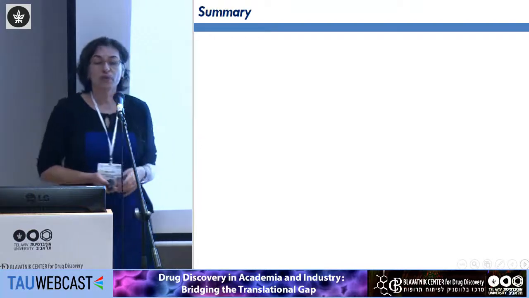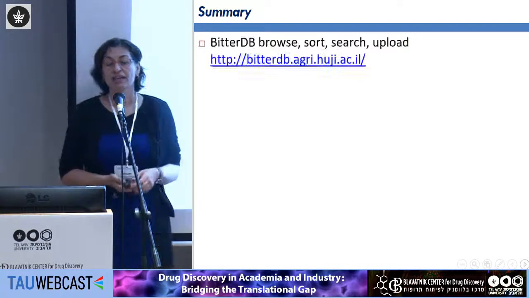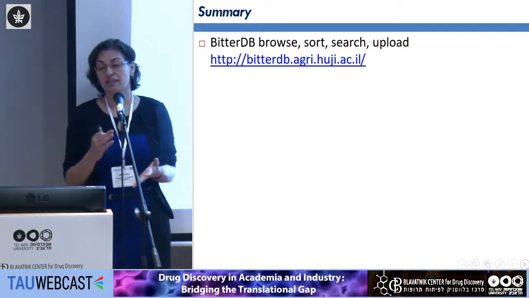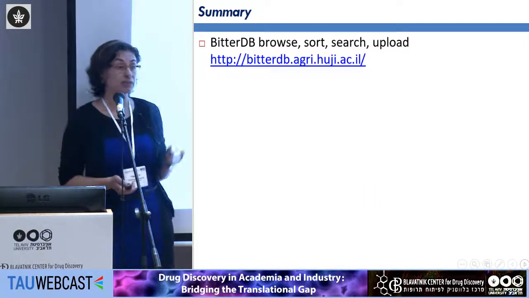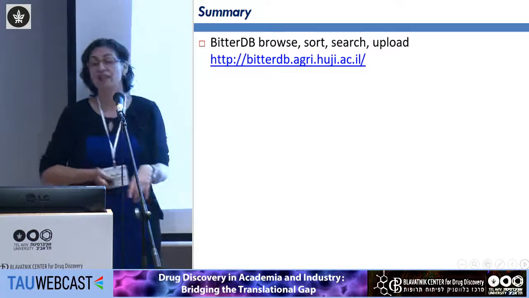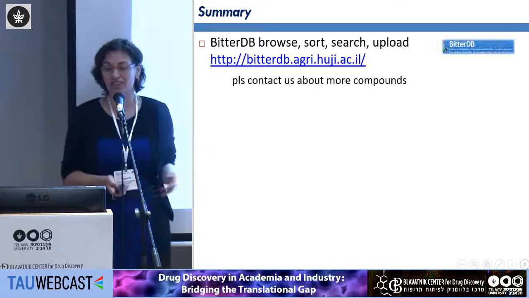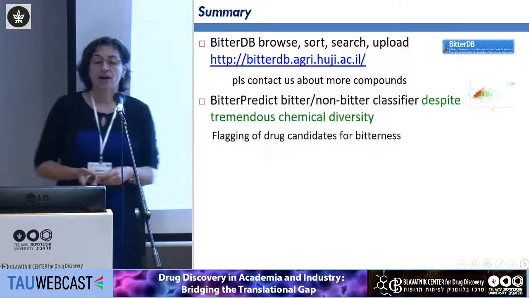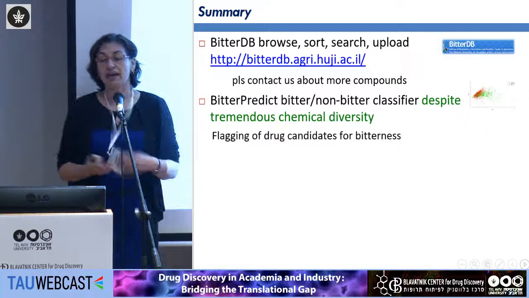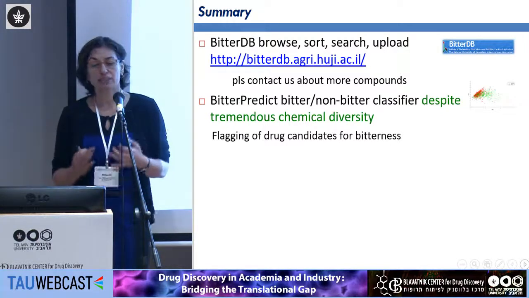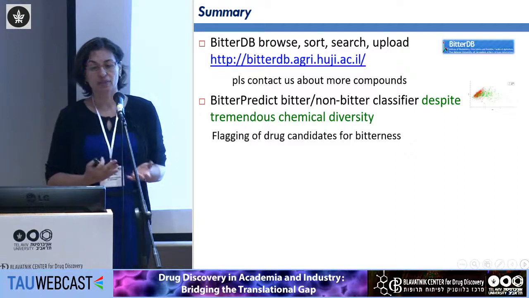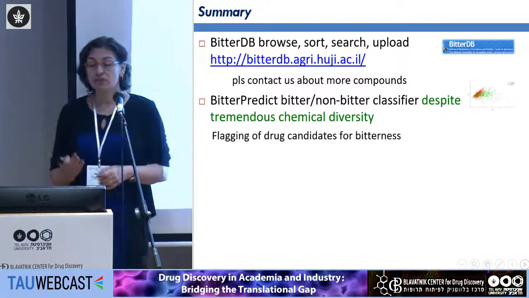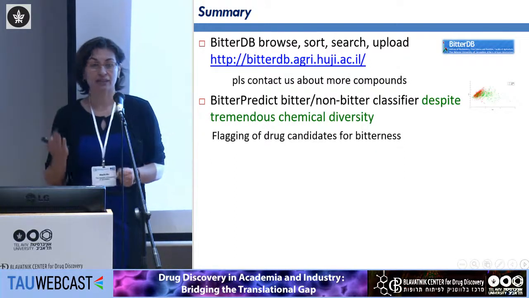All right, so we can summarize what we've found so far. We have the BitterDB, which is a free database that can be browsed, sorted, searched, and uploaded to. This is really important, because if you know of compounds that are bitter or toxic or non-bitter and you don't find them already in the database, we really would like you to tell us more. We have developed the BitterPredict classifier, and despite the really big challenge of the tremendous chemical diversity of the bitter compounds, that was nevertheless possible. And this is now useful, for example, for flagging drug candidates for bitterness.